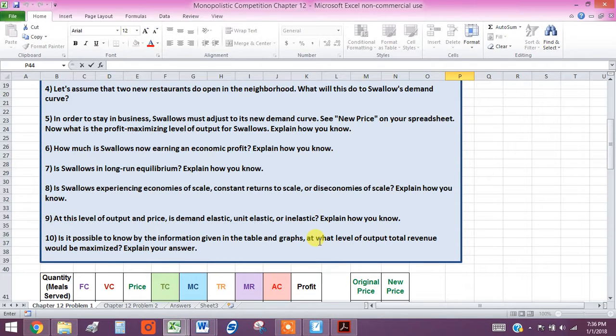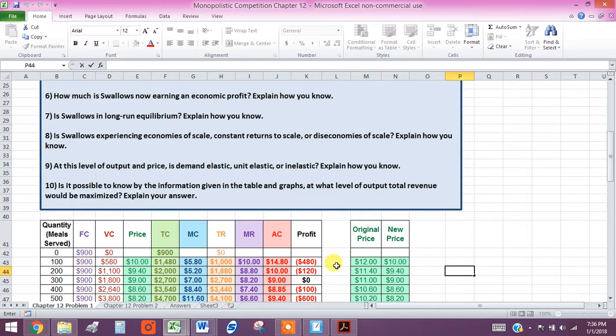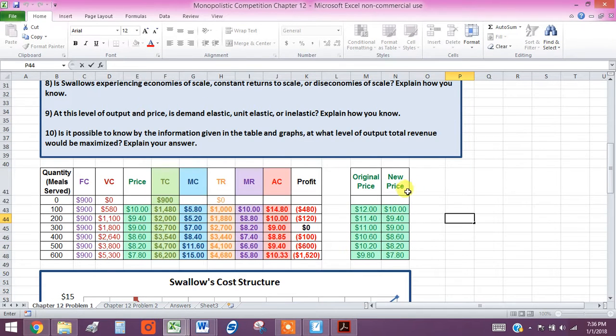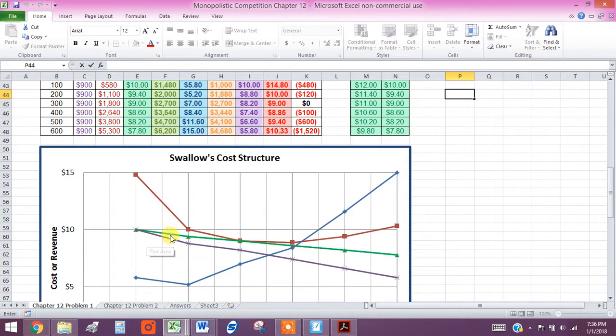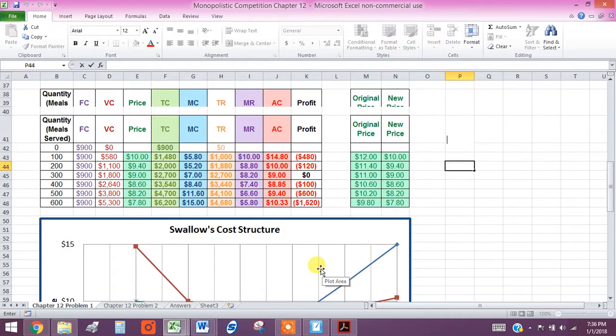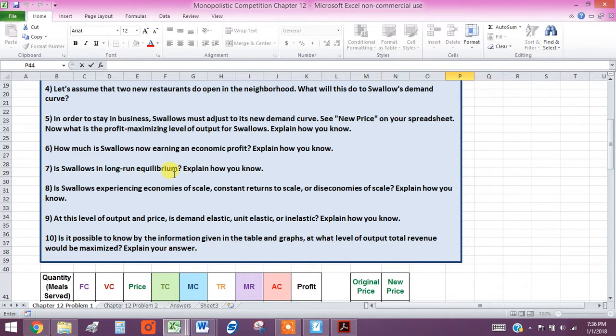Okay, we're picking up on question 6. We've put in our new demand curve using this new price right here, so it's lower. So our demand curve and our marginal revenue curve is shifted to the left, and we want to know what. Actually, we're on question 5. Okay, what is the profit maximizing level of output?